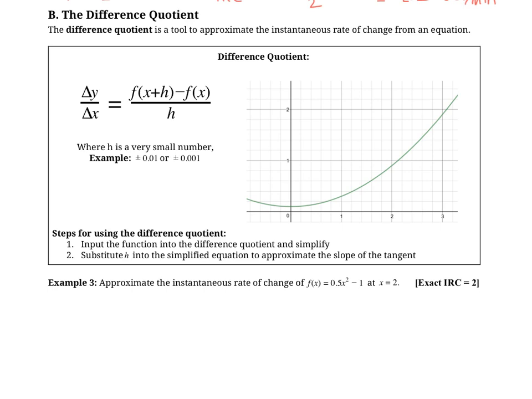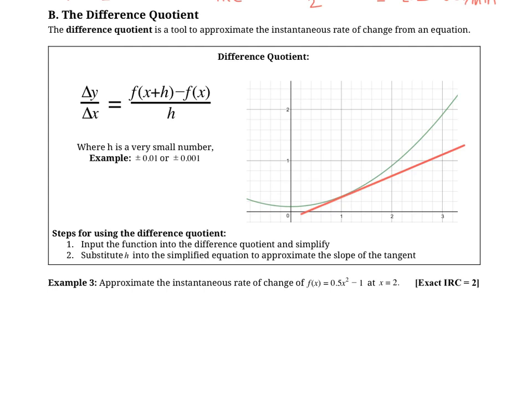So here's how we approximate the instantaneous rate of change from an equation. We do this with something called the difference quotient. So let's look at an example. This green graph here, I'm just going to take out my ruler. Let's say we wanted to find the slope of the tangent at 1, where x equals 1. So basically, just to sketch that in, we want to approximate the slope of that tangent, right? Let me hide that ruler. So the way we do that is by using the difference quotient.